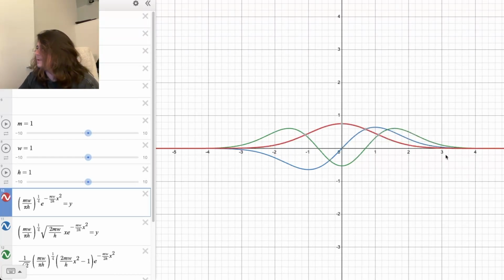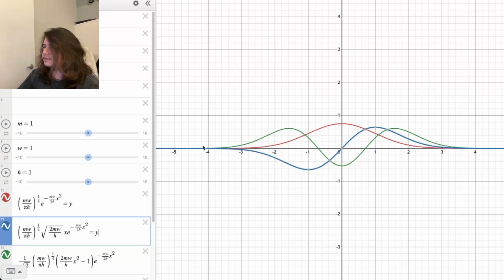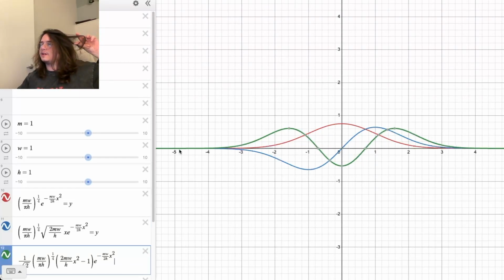You can see it just has one node. The second wave function, that is the first excited state, psi 1, is here in blue. It has 2 nodes, one negative, one positive. And then the second excited state, psi 2, has these 3 nodes, 2 above, 1 below.